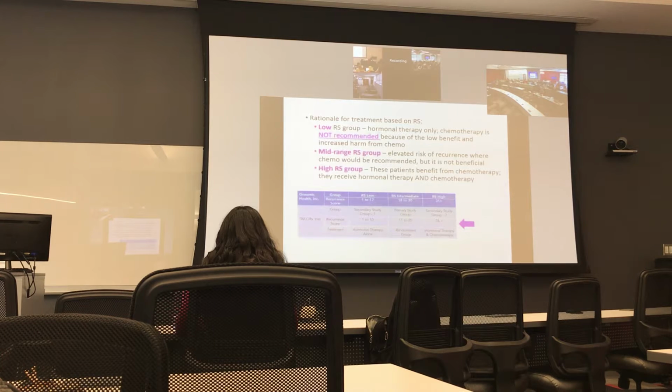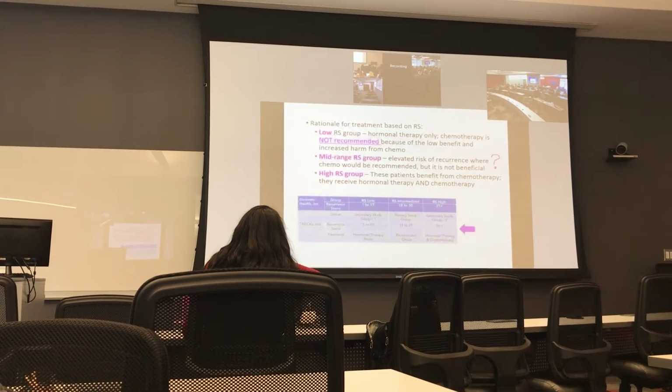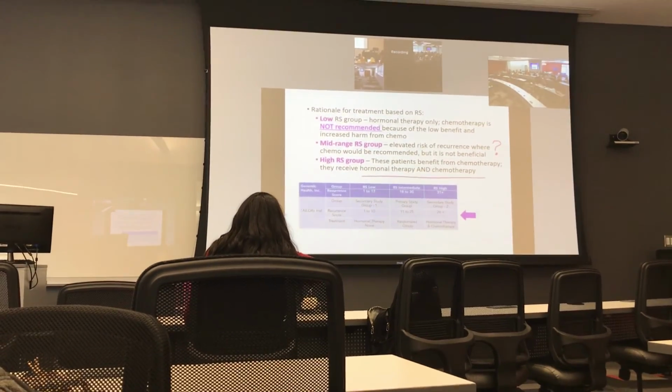So the treatment recommendations are, for the low group, hormonal therapy only. Chemo was not recommended because of the low benefit and the increased harm, right? We have a lot of side effects from chemotherapy. Those can be very long lasting, and that's what would come out of treating a patient. That would be over-treatment. We don't want to over-treat the patients. Then we have this mid-range where we're not really sure, could be beneficial. Still a sort of question mark here. And then we have the high group, and these patients will benefit from chemotherapy. So they're going to receive hormonal therapy and chemotherapy.